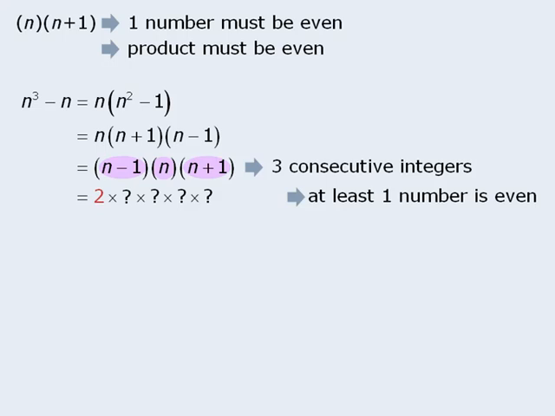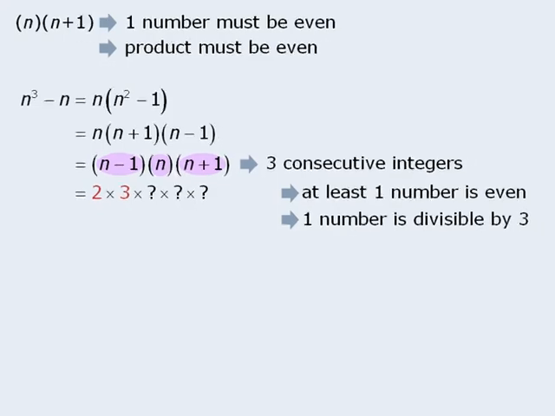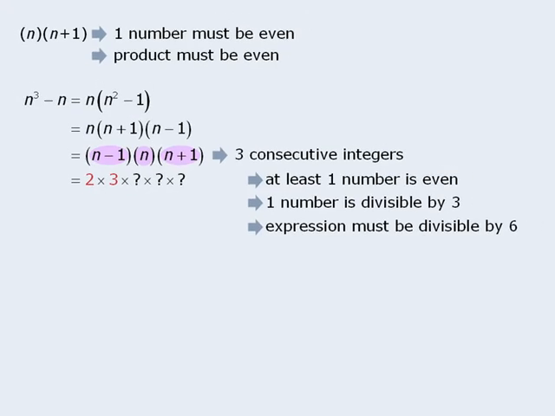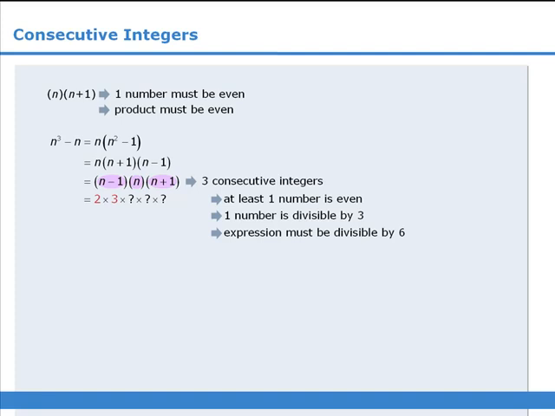Okay, what else can we conclude? Well, if we have three consecutive integers, we can also be certain that one of those three numbers will be divisible by 3. Now, if one of the three numbers is divisible by 3, then there must be a 3 in the prime factorization of the expression. Finally, since the prime factorization has a 2 and a 3, we know that the expression must be divisible by 6. So, these are some examples of the conclusions we can make if we are given a question involving consecutive numbers.